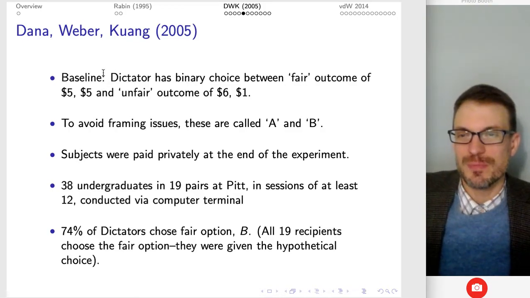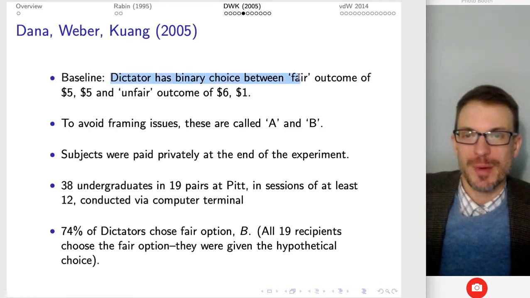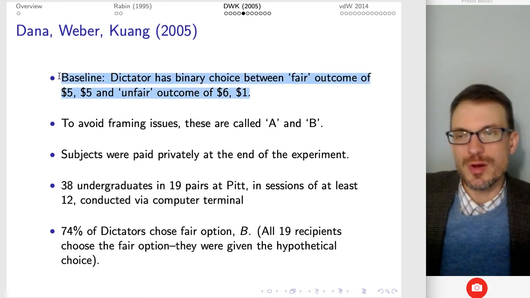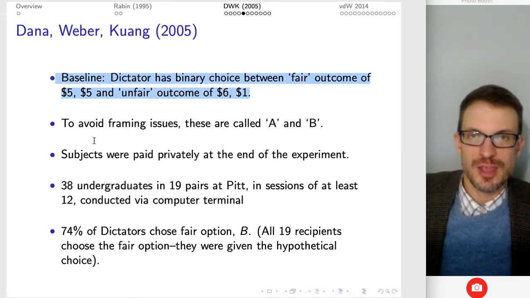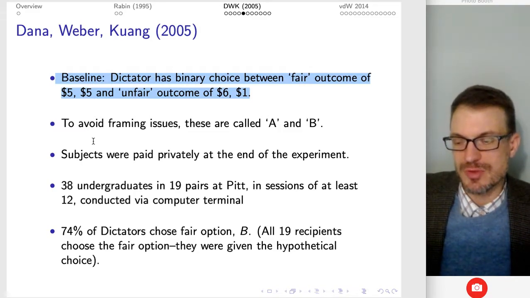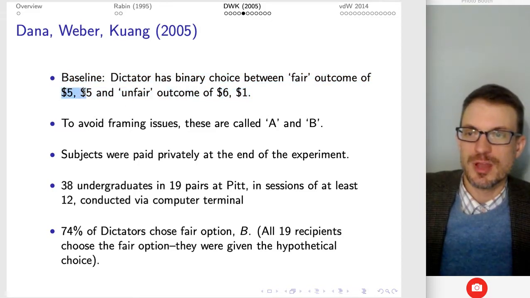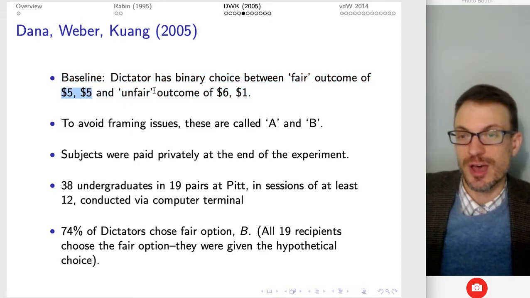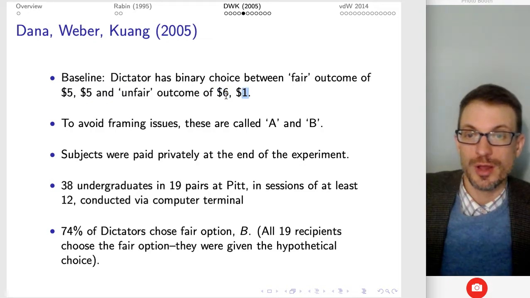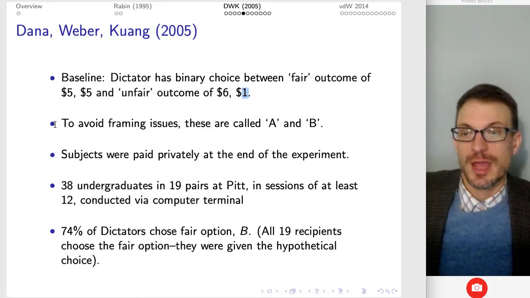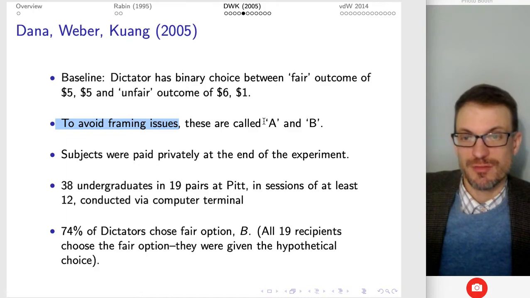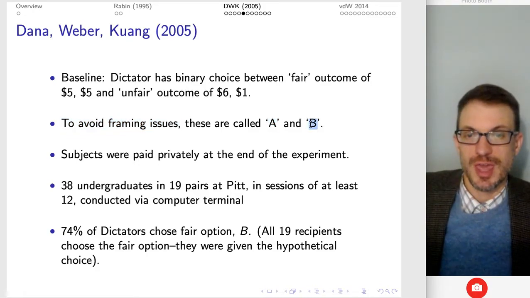So, all right, here's the baseline. The baseline is the dictator has a binary choice between a fair outcome of 50-50, $5 and $5, and an unfair outcome of $6 and $1, right? This is already a little bit of a change from the standard dictator game, because in the standard game you've got $10 and you can give as much or as little of it as you want. Here you can give either 5 and keep 5, or give 1 and keep 6, right? Now, to avoid framing issues, which is significant, these are called just option A and option B.